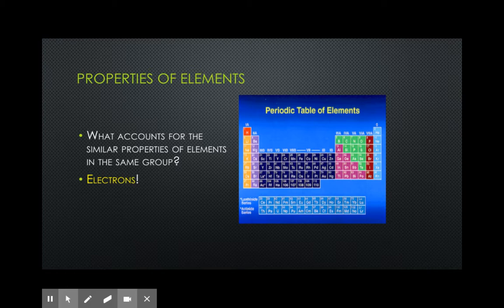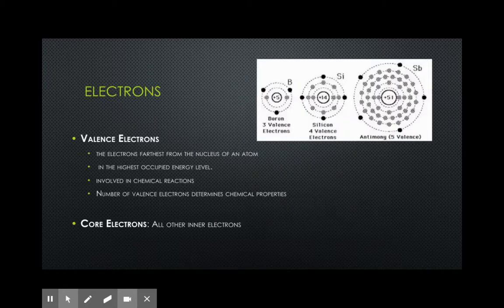So electrons are those extremely small particles that exist around the nucleus of an atom. More importantly, what kind of accounts for this are the valence electrons. So the valence electrons are those electrons farthest from the nucleus of an atom. They are in the highest occupied energy level, meaning they're around the outside, involved in chemical reactions, and the number of valence electrons determines those chemical properties.